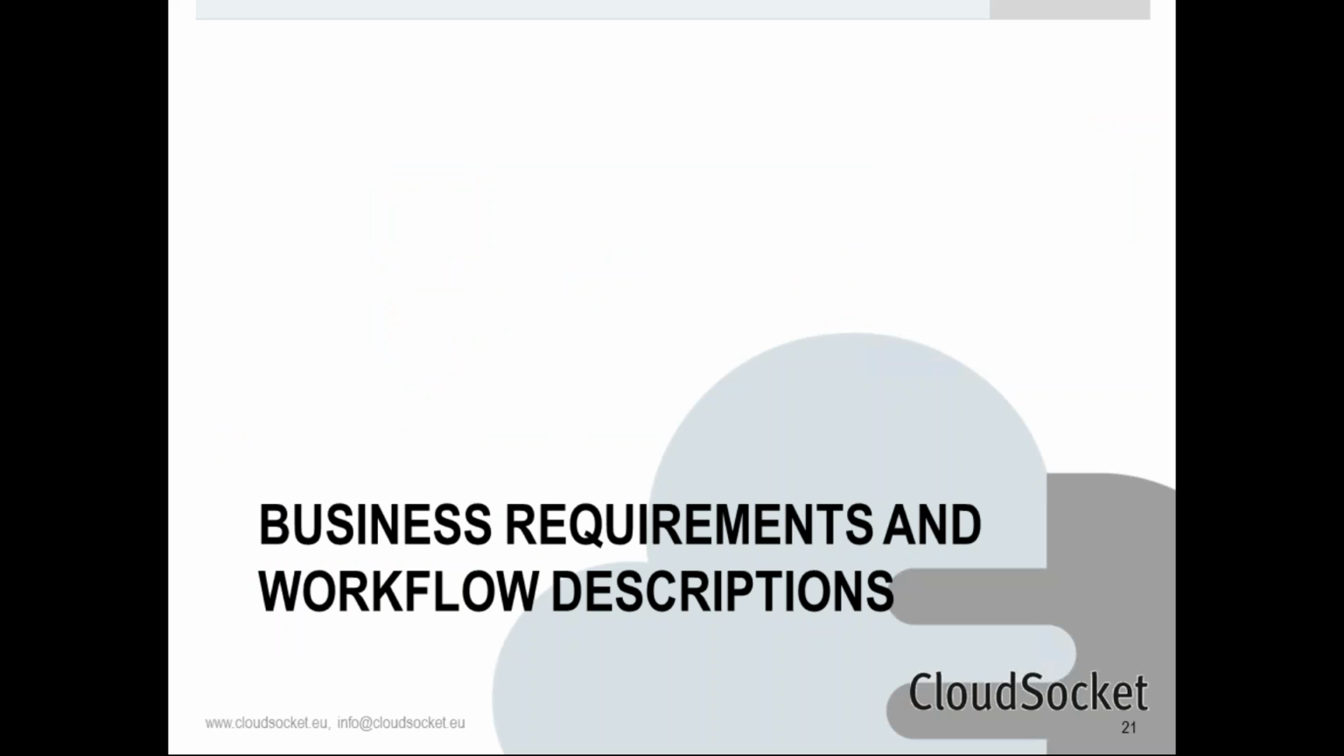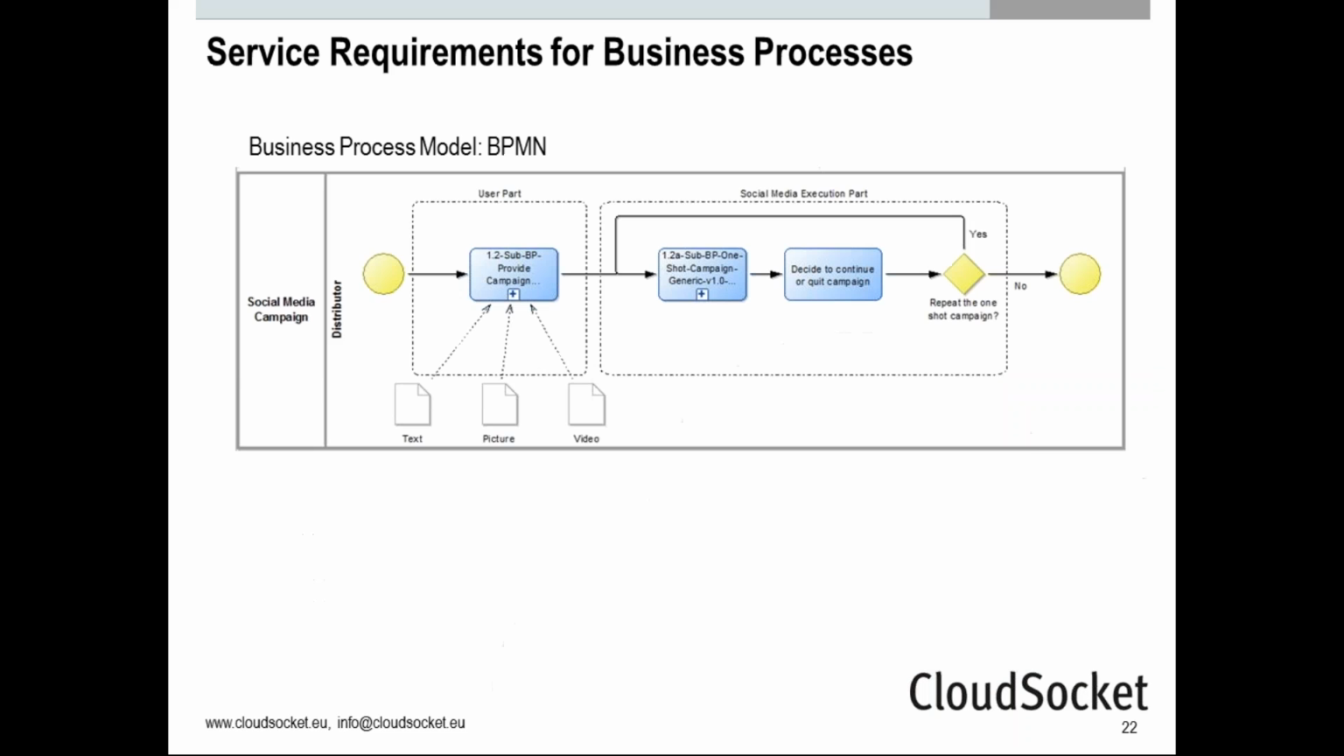So to define the requirements and to allow the alignment, we have to have a formal description of the business requirements on the one hand side, and the description of the workflows that we use for the implementation of the processes on the other hand side. And this is what I want to show now. How can we represent the requirements and the workflow descriptions?